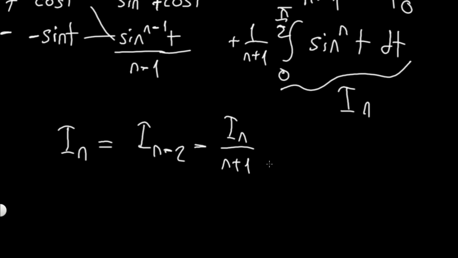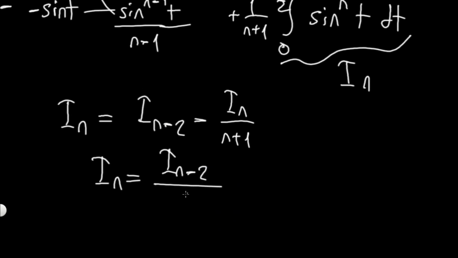So now let's just solve for I_n. I'm going to get I_n is going to be I_{n-2} over 1 plus 1 over n plus 1. I think I made a mistake here.